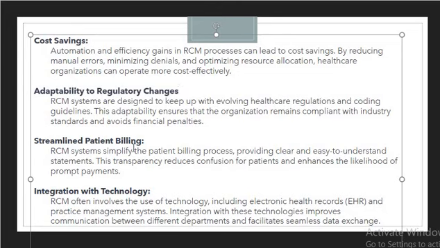Then we have streamlined patient billing. The RCM system simplifies the patient billing process, as we know, because everything is smooth, everything is in a phased process, so everything is clear, right? Providing clear and easy to understand statements. This transparency reduces confusion for patients and enhances the likelihood of prompt payment.